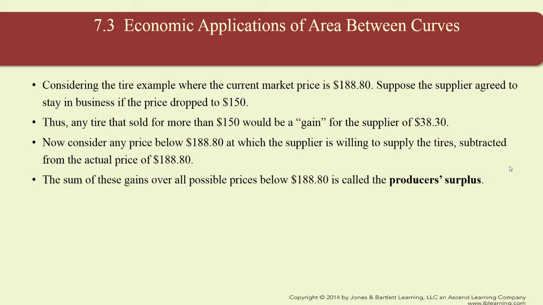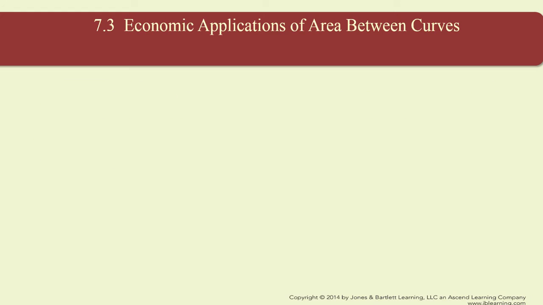We've already seen that the consumer surplus pertains to us, the consumers, and the benefit we get from competition in the market. For the producer surplus, think of it as: I'm willing to stay in business and supply this item if the price drops to a certain point below the current market price. Then any difference from that point to the market price, you add them all up, and you get the producer surplus.